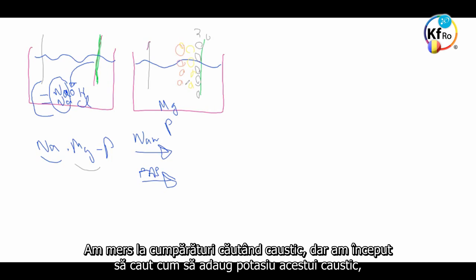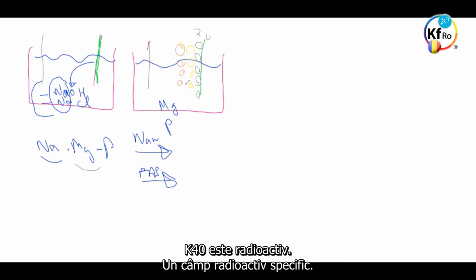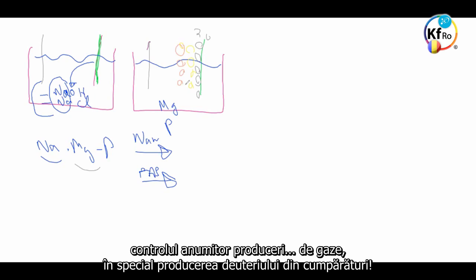I went into the shopping centers looking for a caustic. But I started looking, do they add potassium to this caustic? Because in the composition of the potassium, by the ratio of the distribution of the energy, you have a potassium 40. K40 is radioactive, a specific field radiation. So I had my radioactive condition which I wanted for control of certain productions of gases, especially production of deuterium on the shop.